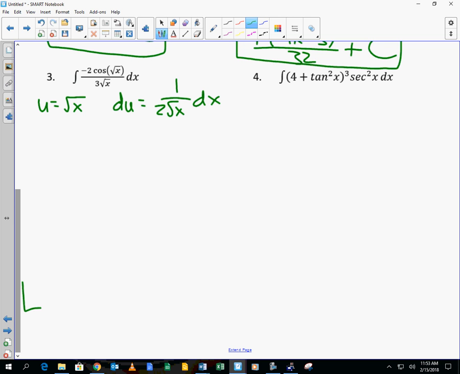I have a square root of x in the denominator. That's nice. But I don't have a negative 2 in the numerator, and I don't have a 3 in the denominator. What would I multiply through by to get a negative 2 in the numerator? Negative 4. So negative 4 du is equal to negative 2 over the root of x dx. Everybody okay with that multiplying? Okay, I got my -2. Now I need to get 3. So I divide by 3.